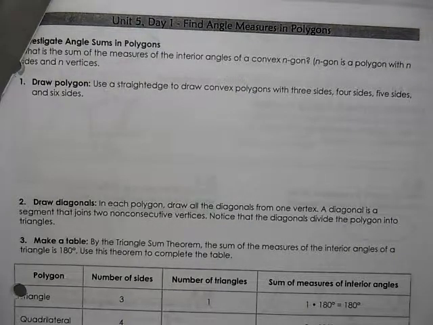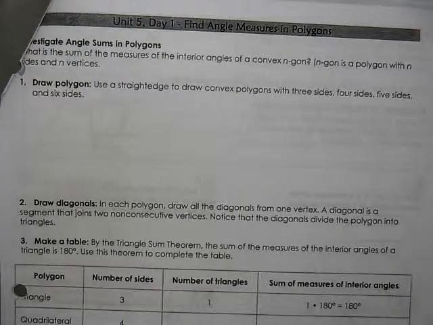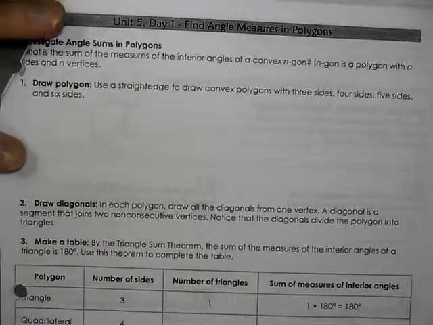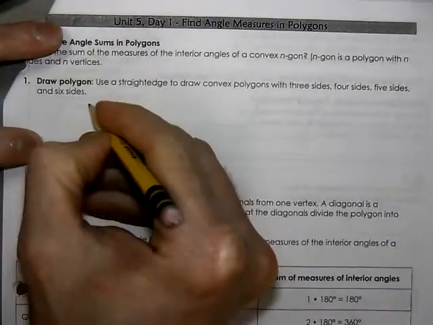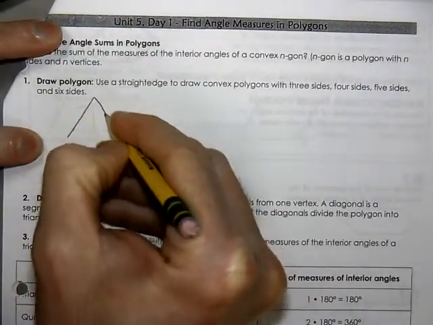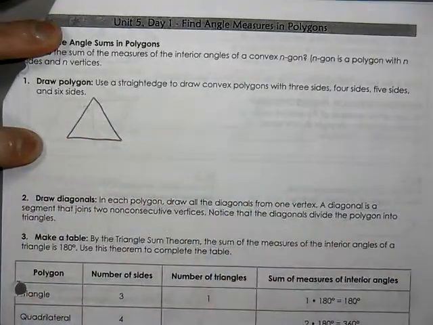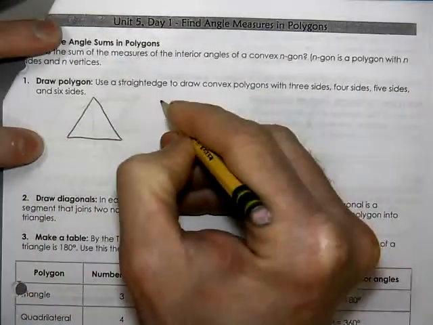This is geometry. This is Unit 5, Day 1. We're going to talk about finding the angle measures of most any polygon. We're going to start out by looking at a triangle. Draw any type of triangle you wish.